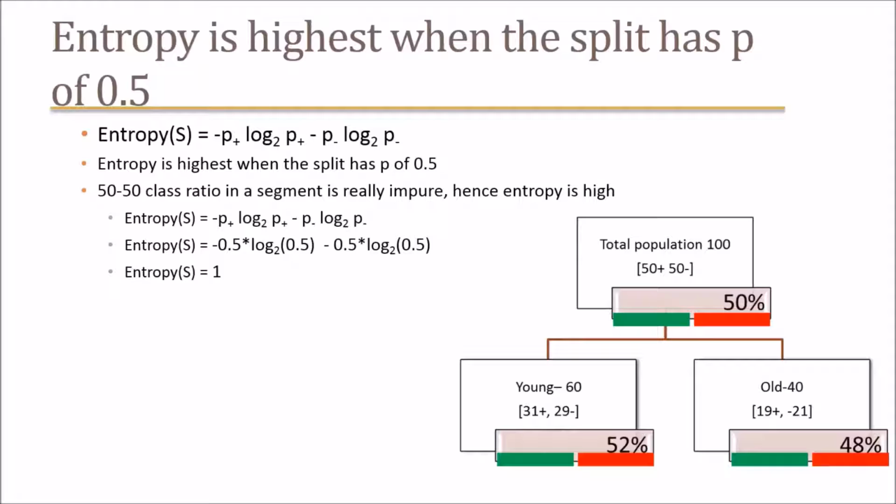When we say the probability is 0.5, that means it's most impure. So let's calculate the value of entropy when p is 0.5. P plus is 0.5, and obviously P minus is 0.5. We are taking log to the base 2. If we substitute 0.5 in place of P plus and 0.5 in place of P minus, we get an entropy of 1. This is negative 0.5 and this is negative 0.5. Finally you can calculate that and see that entropy is 1 for p equal to 0.5.